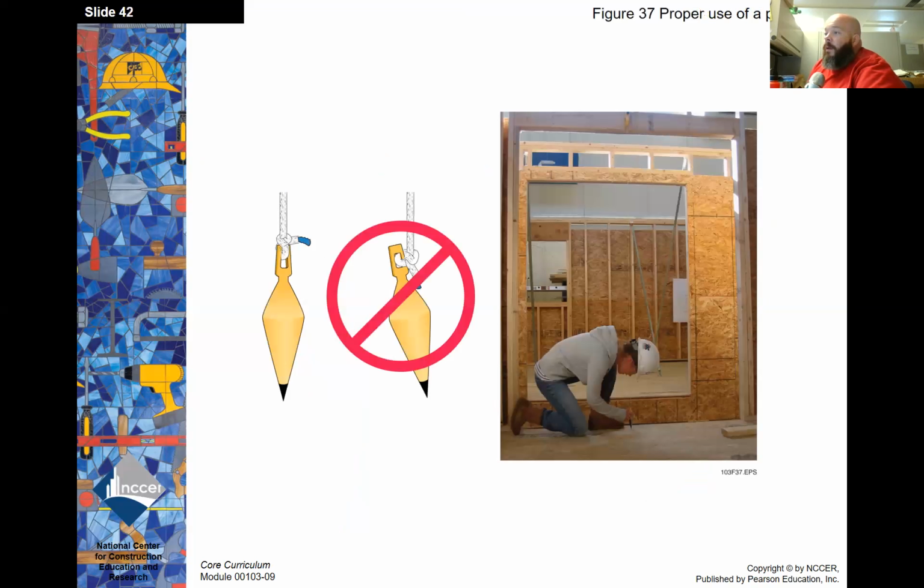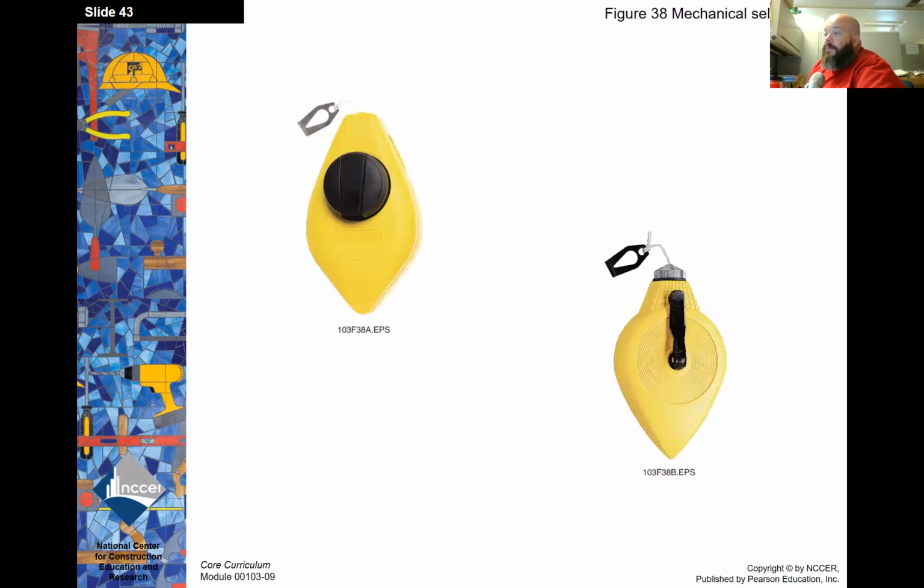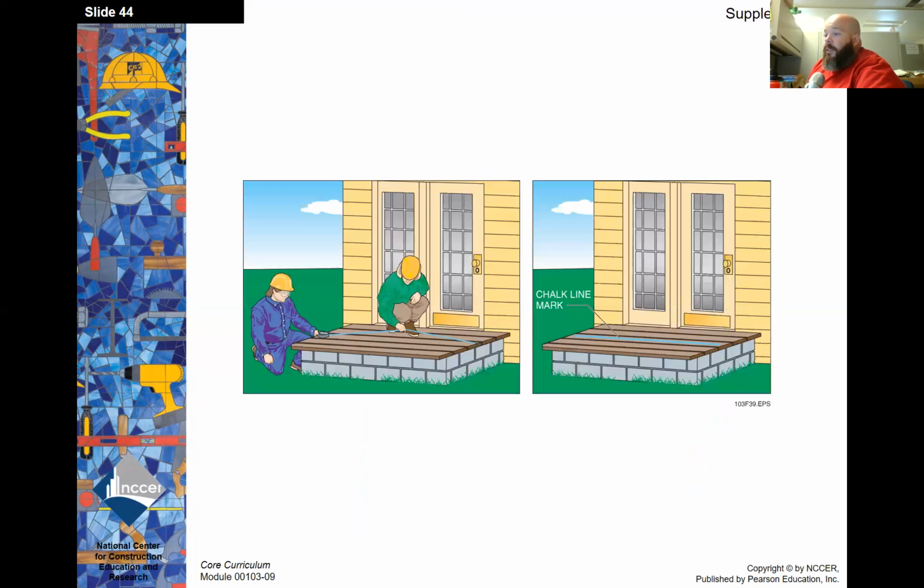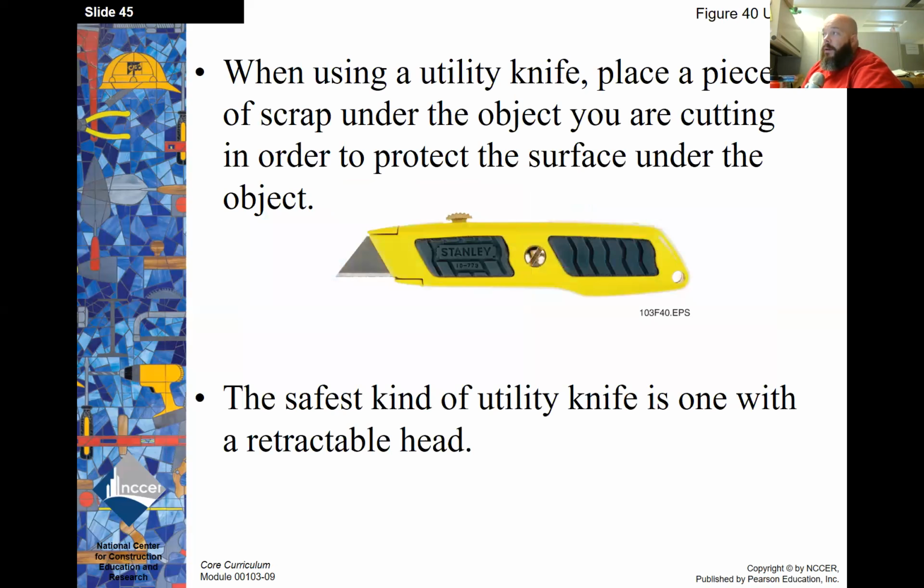Okay, here we have a picture of a plumb bob being used. Make sure it's tied off correctly so you are transferring that mark correctly. A couple of chalk lines. Here's an illustration using a chalk line. You hold it tight, and as the guy in the green shirt does there, he pulls up on the center of it and lets it go, kind of like plucking a guitar string, and it'll transfer the line to the material underneath.